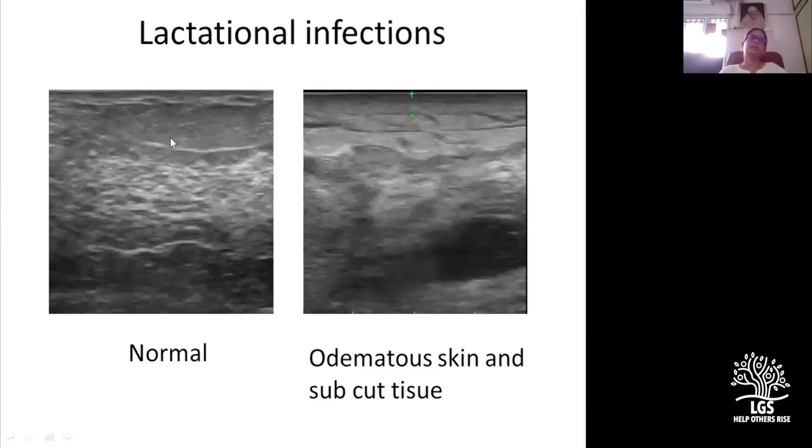So you see that classical appearance. This is the skin and subcutaneous tissue. This is the pre-mammary zone where it is mostly a layer of fat. And this is the fat plane that you go in when you do a mastectomy. And this is the pre-mammary zone. This is the mammary zone.